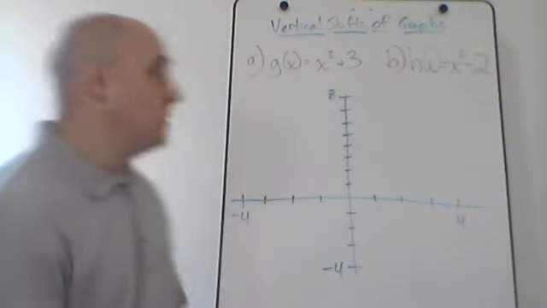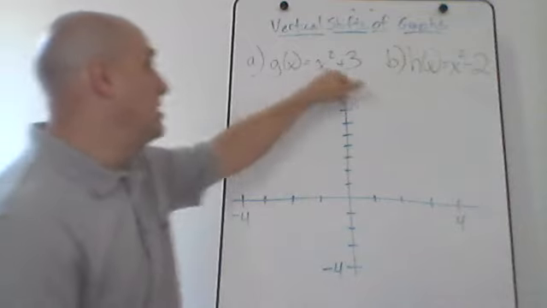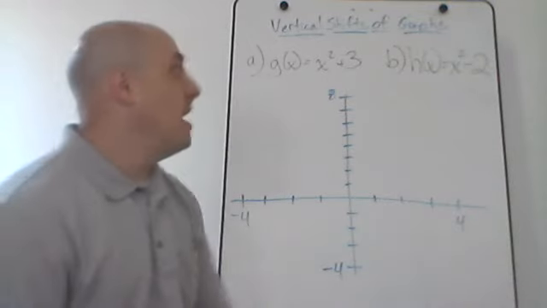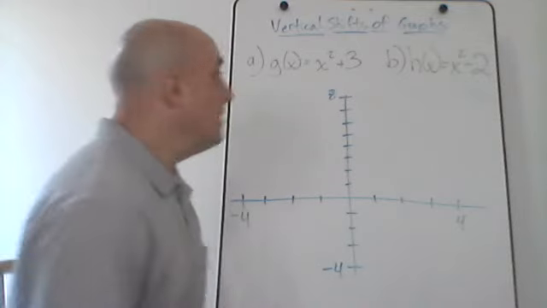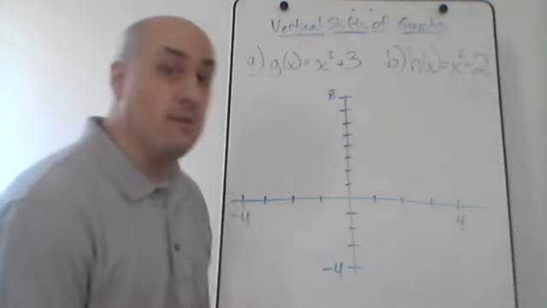All right, so I put a couple of examples up here. We're going to draw the graphs of g of x equals x squared plus 3, and then also h of x equals x squared minus 2. So to do these, we're going to use the graph of the parent function for these two.